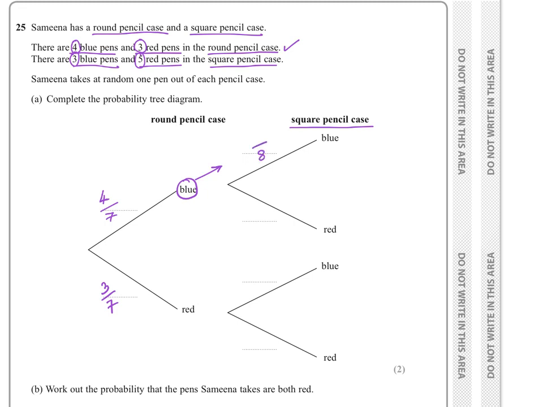And there are still going to be 3 blue pens left in it, because the one that went before was taking a blue out of the round pencil case, which is not the square pencil case. Now let's have a look at the next part of the tree. Well, there's still going to be 8 in here, and how many reds are there? Well, we've got 5 here, so that's going to be 5 out of 8.